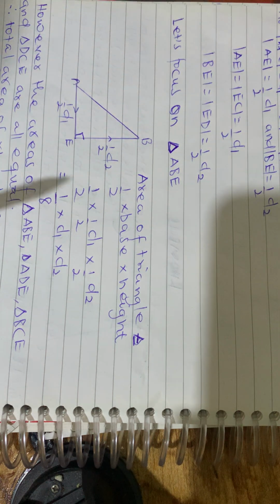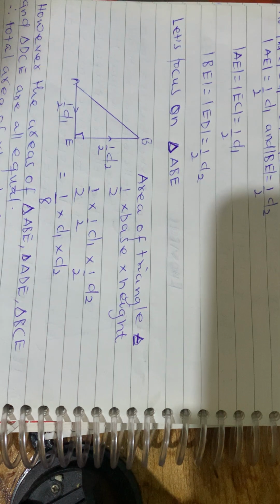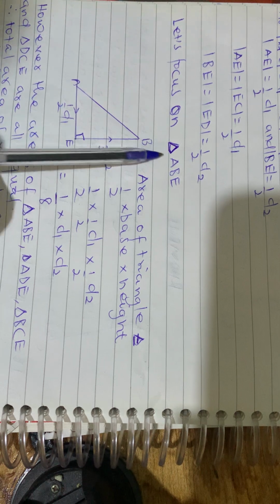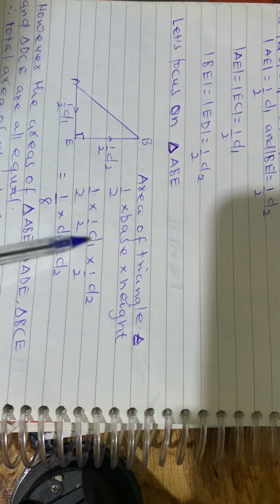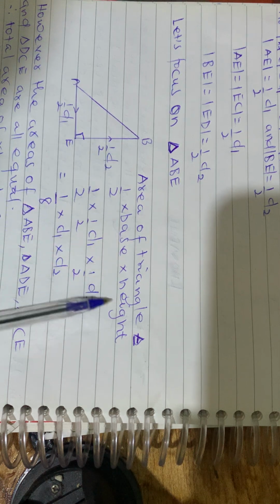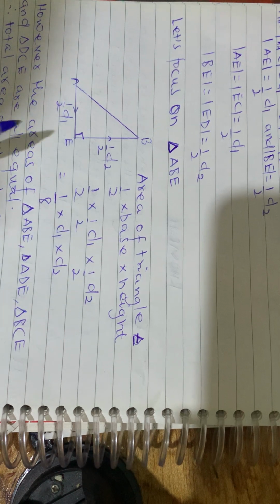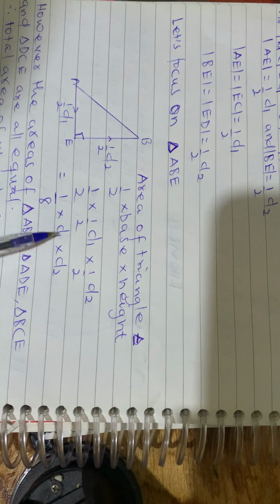Now, how do you calculate the area of a triangle? Area of a triangle is half times base times height. This triangle here, the base is AE and the height is BE. So half times base, the base is half D1, and the height is half D2. If you do the multiplication, 1 over 2 times 1 over 2 times 1 over 2, that will give you 1 over 8 times D1 times D2.